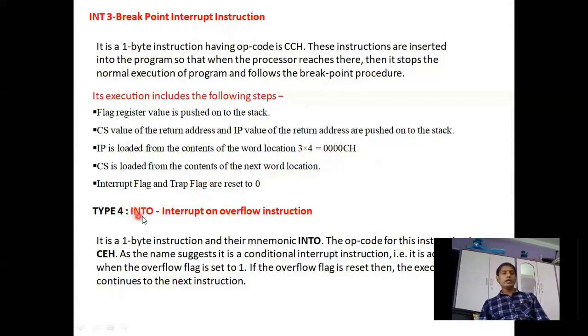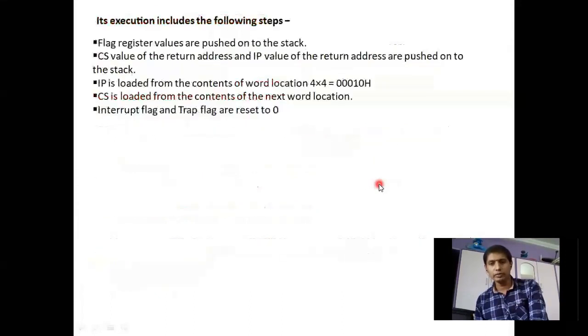Coming to type 4, it's the interrupt overflow instruction. So if we execute INTO, nothing but interrupt overflow, the corresponding opcode is, okay, in the opcode sheet we can see CEH is the opcode. And whenever the overflow flag is set to 1, then we can say that the interrupt overflow instruction is executing. Here also let us see type 4. Then what is the address? 4 into 4, 16. 16 means next it is 10H.